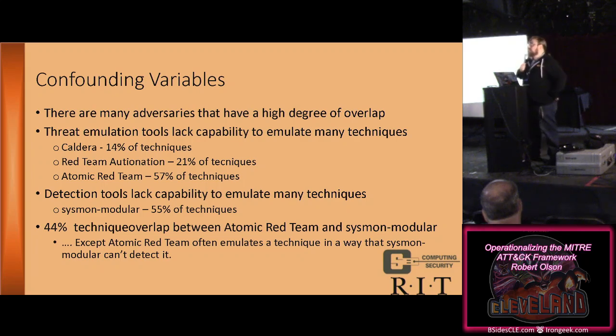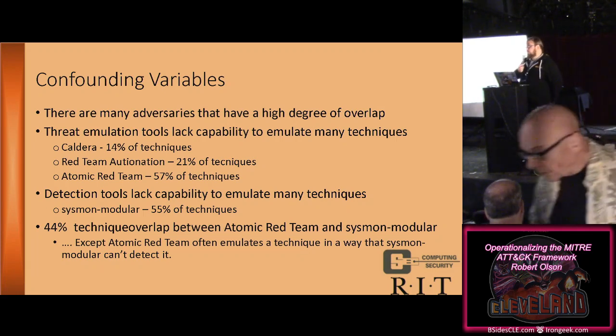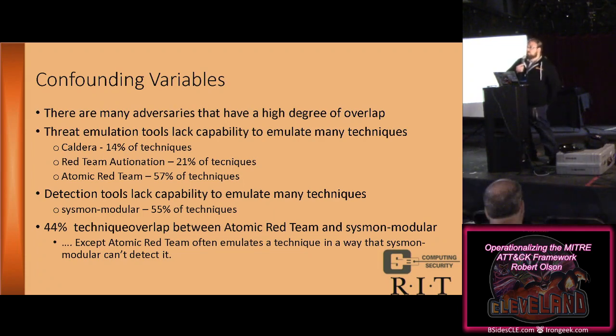The big thing was in the capability of the tool sets, the tooling out there to carry out this kind of analysis. Of the tools that we found to actually do the adversary emulation, Caldera, at the time that we did the analytics, could only emulate 14% of the techniques in the attack framework matrix. That's not very many at all. Okay. Red Team Automation could emulate 21% of the techniques. Atomic Red Team was the best at 57% of the techniques, which is again why we picked it.